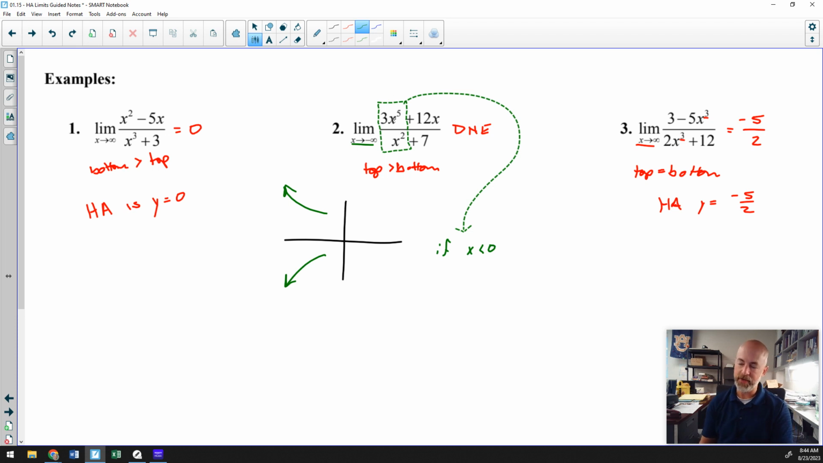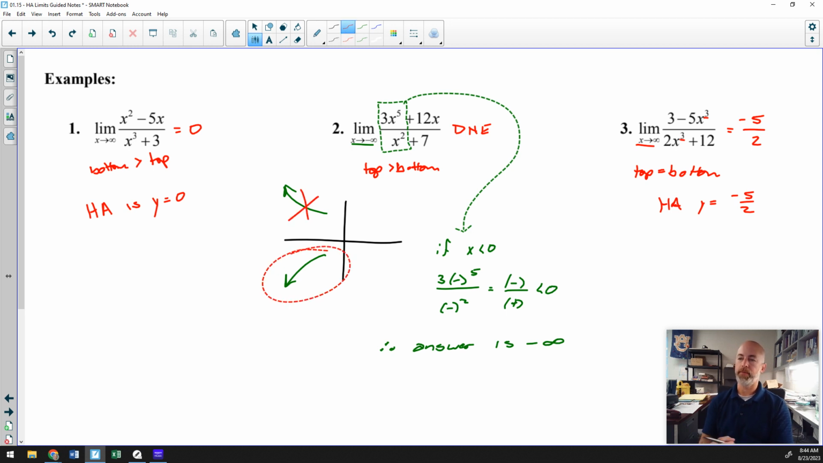And I'm going to think, what if I plug in a huge negative number? And it doesn't even have to be huge, just any negative number. If you plug in a negative number for x, what happens with 3 times a negative number to the 5th and a negative number squared? Well, if you raise a negative number to an odd power, you get a negative result. If you square a negative, you get a positive result. A negative divided by positive would be something less than 0, which means the answer to the limit would be negative infinity. So we now know that we're looking at this situation, not that one.